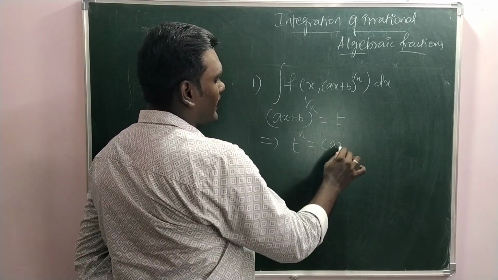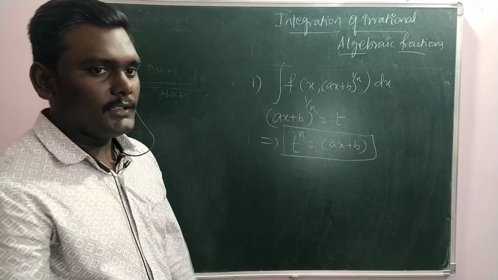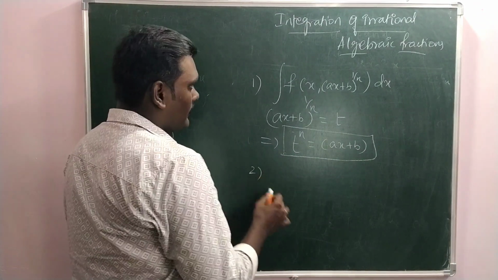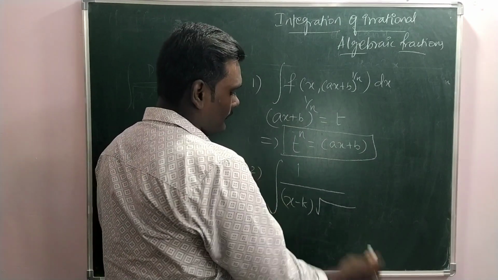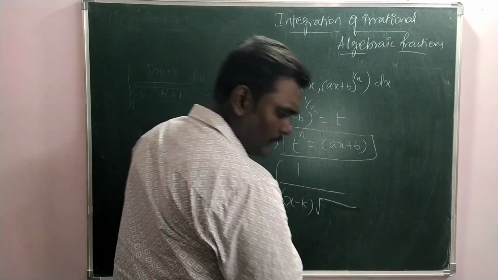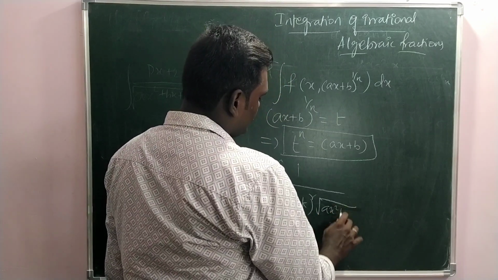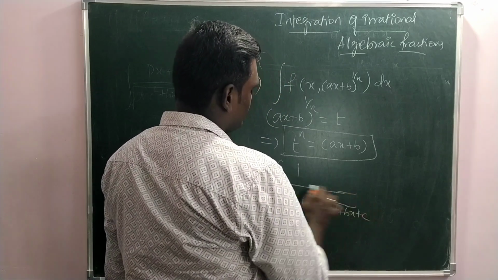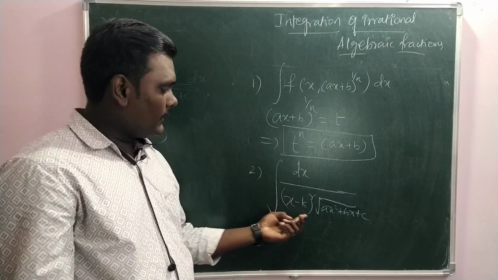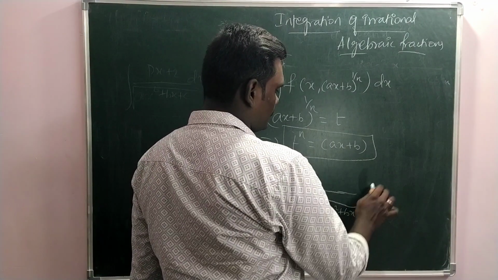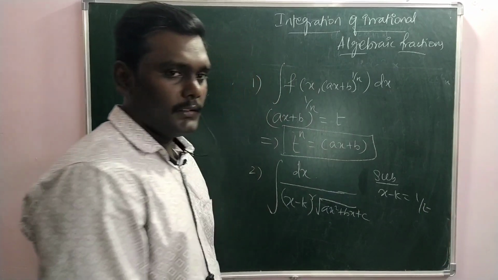t power n is equal to ax plus b. When we take power n on both sides, we get this one, right? So this substitution we have to make. And then the second one: integral of 1 by (x minus k) into root of ax square plus bx plus c. For these types of integrals, we are supposed to substitute x minus k is equal to 1 by t.